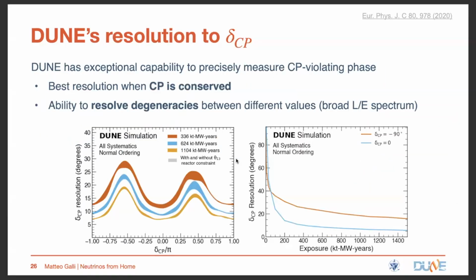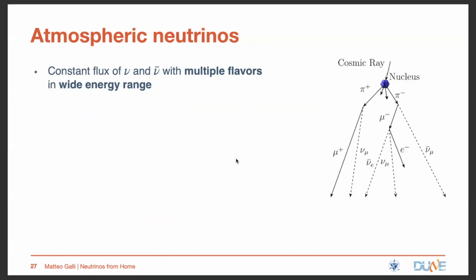Regarding CP symmetry, DUNE is expected to provide the best resolution of delta CP with a precision of 10-15 degrees, especially if CP is conserved. And as we have seen, it has the ability to resolve the degeneracy between different values thanks to the large distance and energy. Moving now to DUNE's capability beyond the beam.